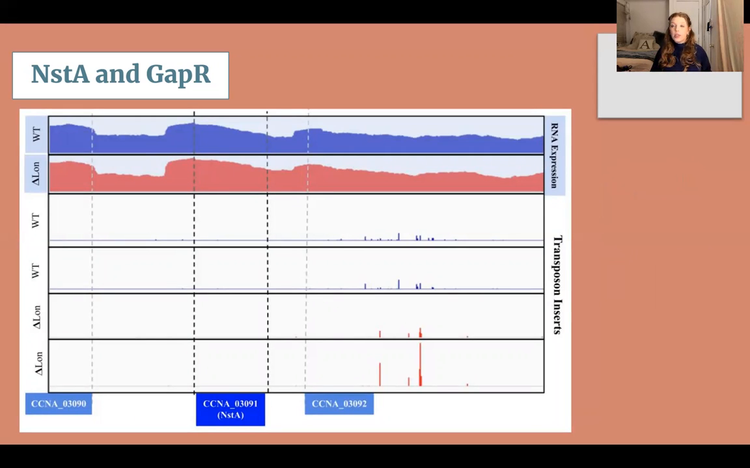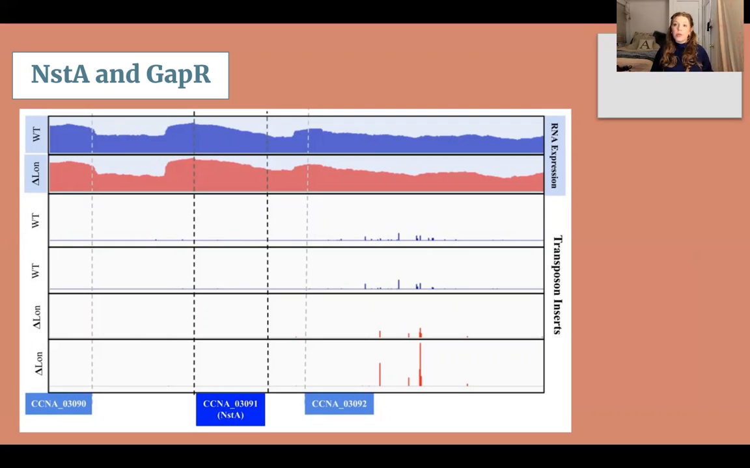In RNA sequencing data, you're able to see the different levels of RNA expression within different genes, within the wild type and the delta lon mutant. This is important because if there's an upregulation or more production of a certain protein, you're going to see it in higher levels of RNA expression. Or if something's downregulated or doesn't produce enough protein within one of the strains, you see this in lesser RNA expression.